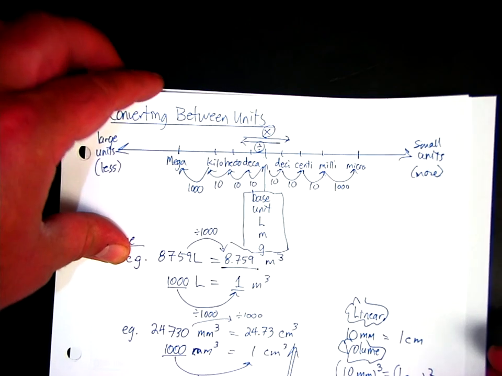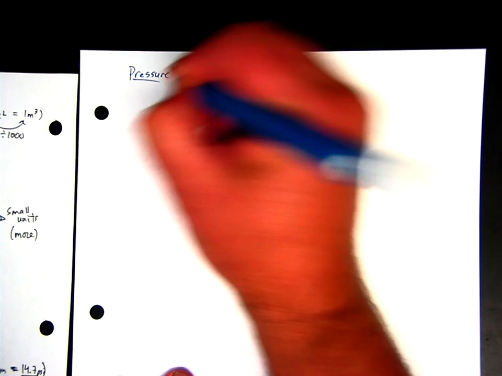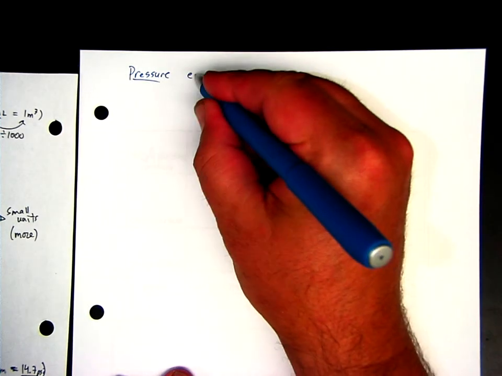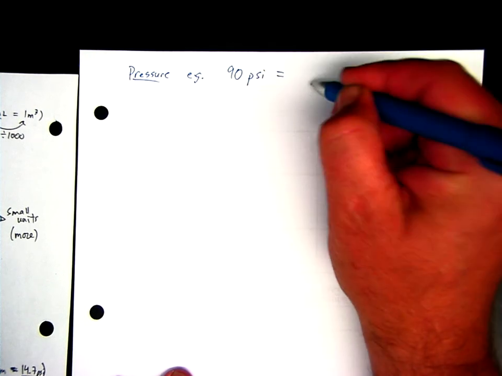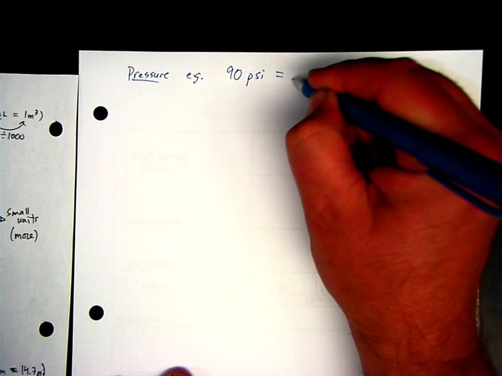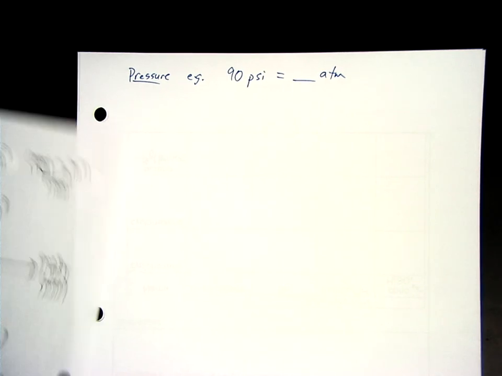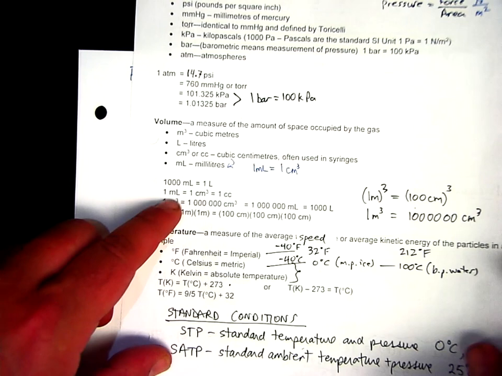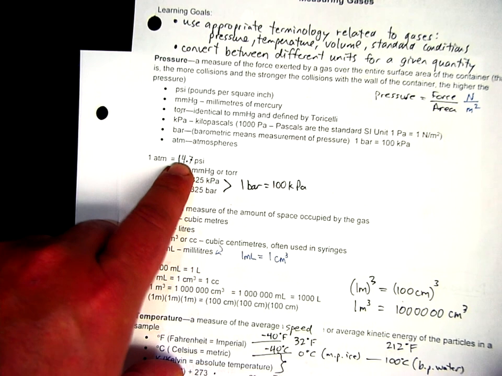Okay, we're also going to look at pressure. Now this one's a lot harder because a lot of the units we're not familiar with. So let's just go through a few of these. So pressure. Say I want to go from 90 psi into atmospheres. I know from the handout before that 1 atmosphere is 14.7 psi.